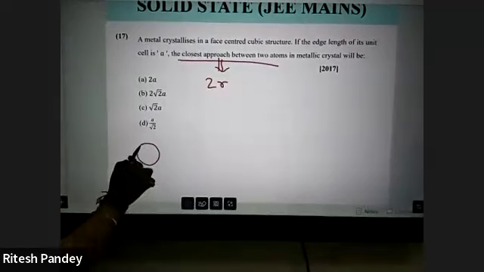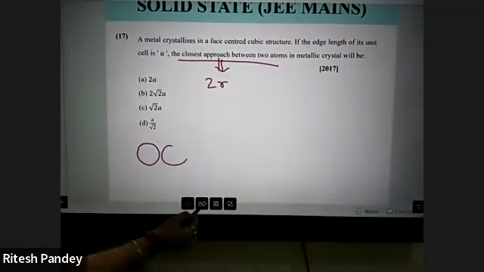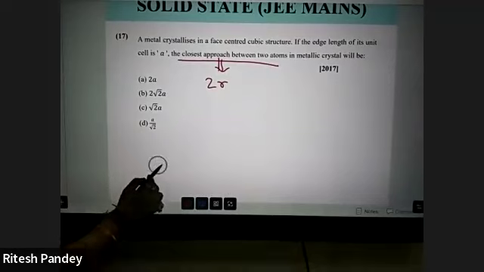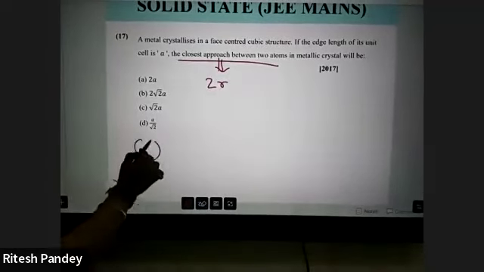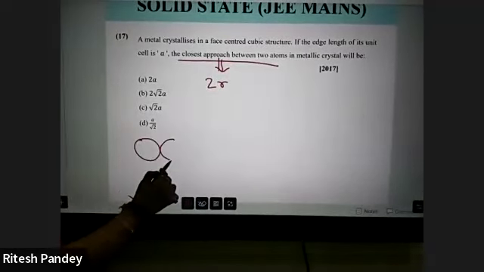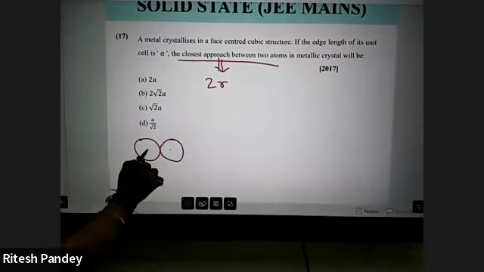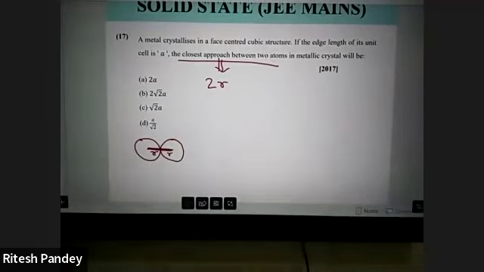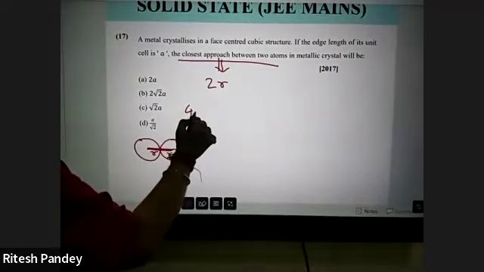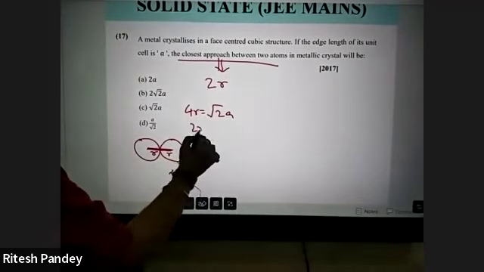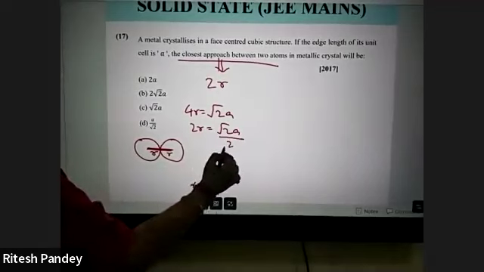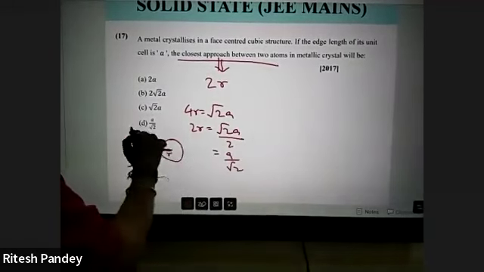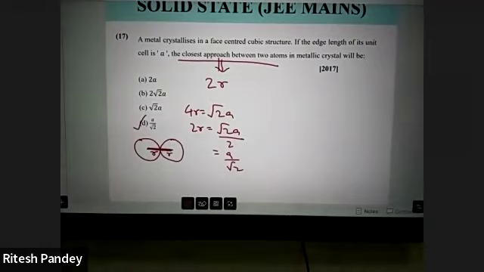When we talk about two atoms, naturally identical with the same radii, and we talk about the closest approach, we're basically talking about the internuclear distance. So the closest distance, the closest approach between two atoms will be r plus r, which is 2r. In the case of a face-centered cubic, 4r is equal to root 2 a. So naturally 2r would be root 2 a by 2, which is a by 2. We'll want to move on. Question 18.